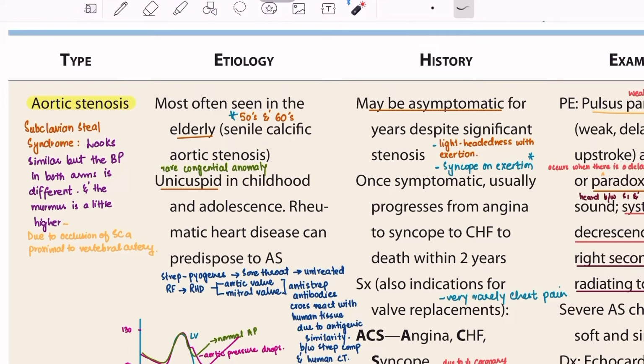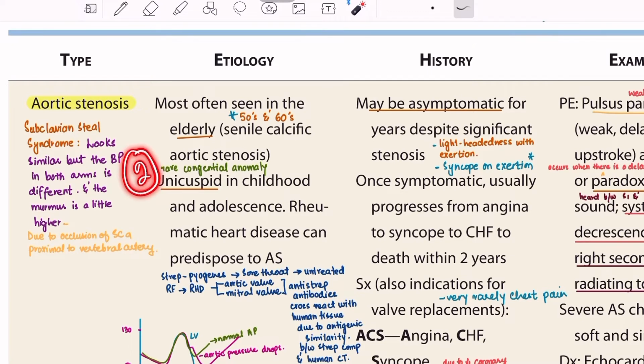Senile calcification refers to the fact that with age, your valves are going to become sluggish, due to which the calcium is going to deposit on them, and that is going to make your valves narrower. Now, it's not important that it will happen in everyone, but it does happen in some elderly at the ages of 50s and 60s. So this was cause number one.